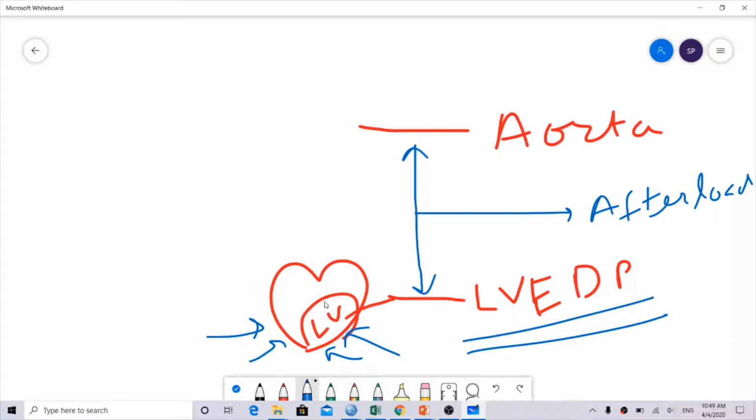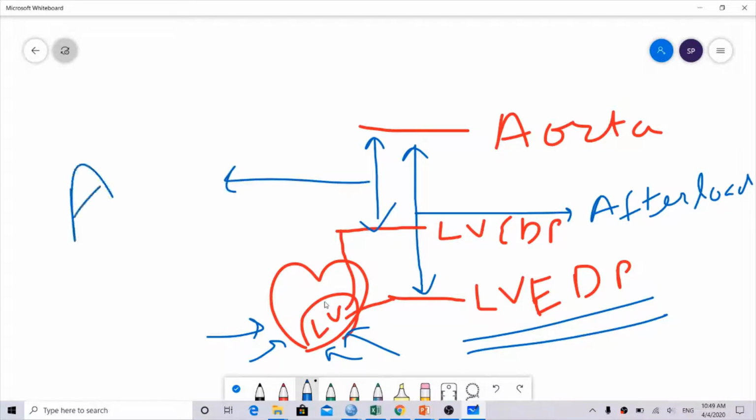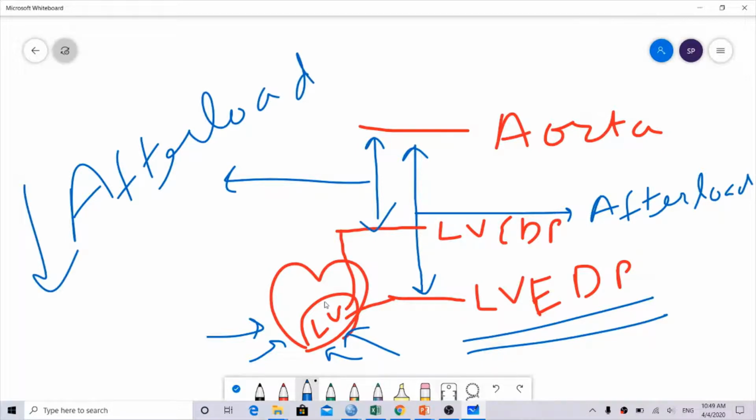Now what exactly does afterload mean? There is a certain pressure at the aorta, and a certain pressure at the left ventricle. The difference between these pressures is basically the afterload. If this difference is more, the patient has more afterload and a higher blood pressure. But due to this outside pressure, the left ventricular end diastolic pressure, the LVEDP, goes up because of this extra pressure. So now the afterload is decreased. What you see is a decrease in afterload.